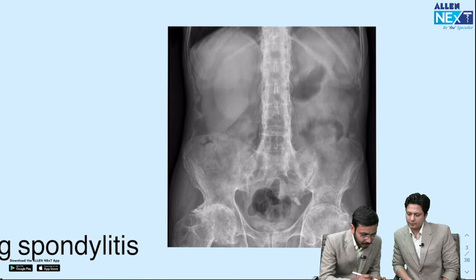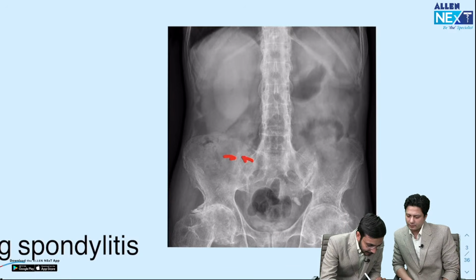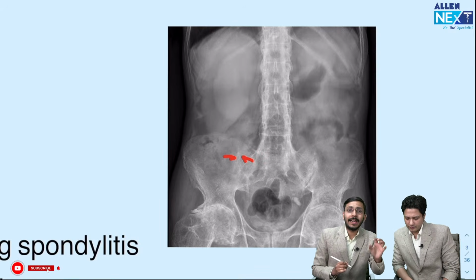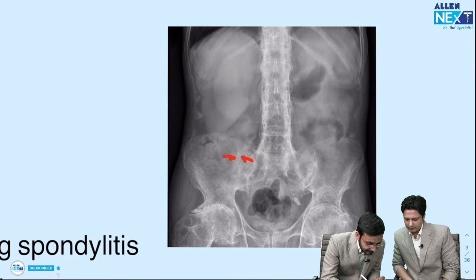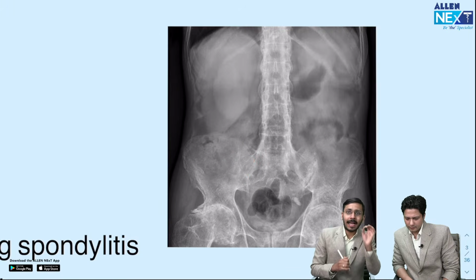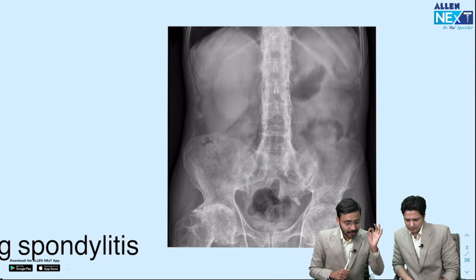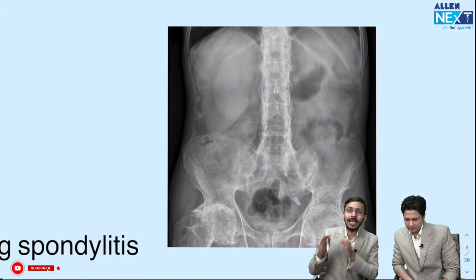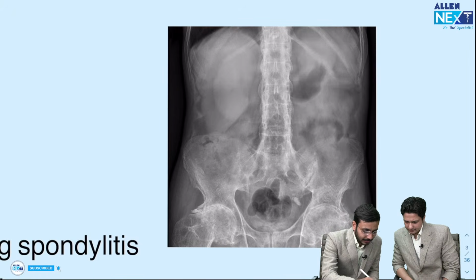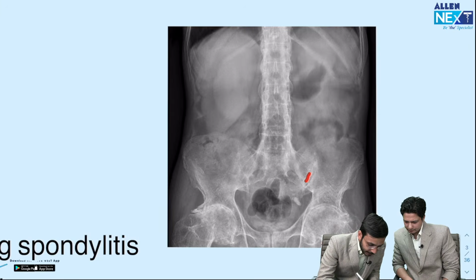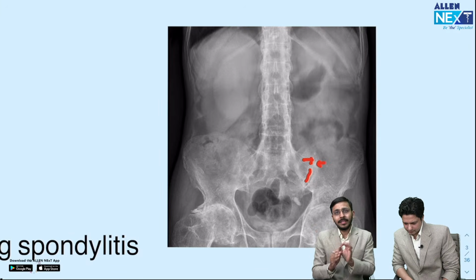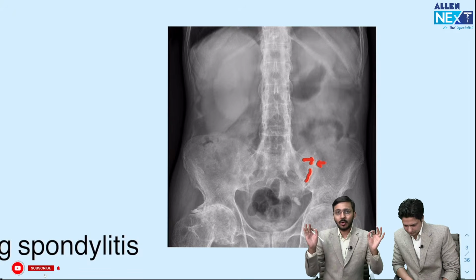In the bilateral SI joint, you see that they are narrowed. In fact, on the right-hand side, you see that the joint space is calcified, that is, the bones are fused. So it is a bony ankylosis on the right side. And on the left side of the SI joint, you see joint erosion and joint space narrowing. So this means that it is bilateral sacroiliitis. We are clear on this point.